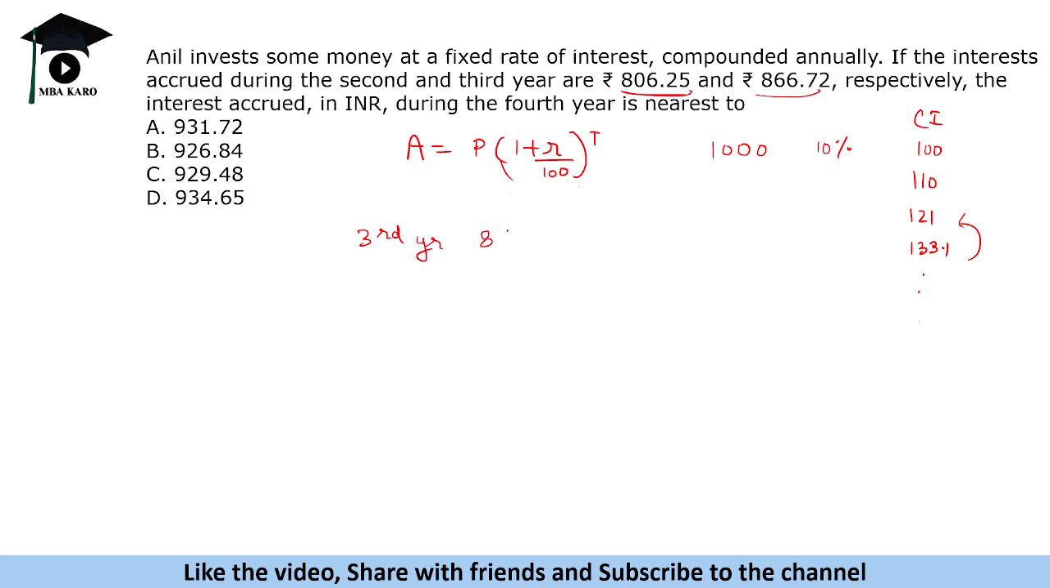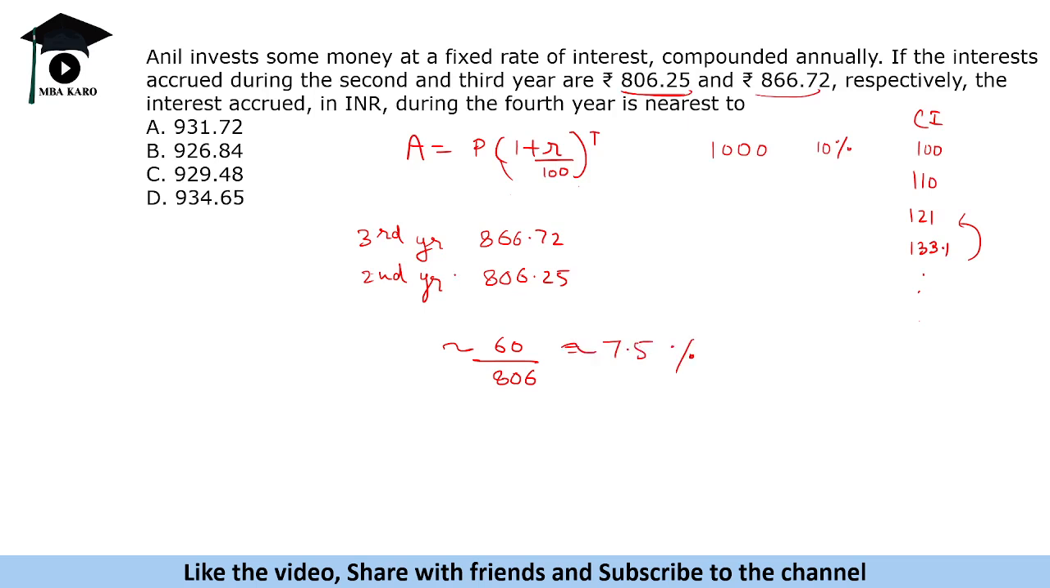So basically what we need to check is the rate. In the third year it was 866.72 and second year it is 806.25. Right, so we can find the rate of interest, and let's calculate that way. If you see, roughly 60 rupees increase on 806. We are doing some rough calculation. So we know that 60 upon 800 is 7.5. So roughly we can say 7.5%.